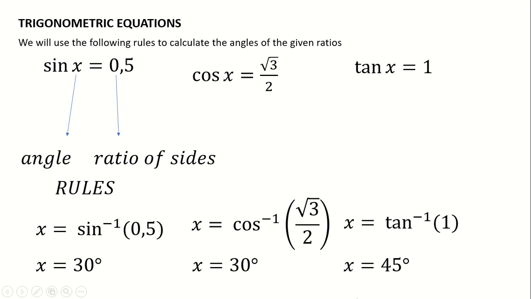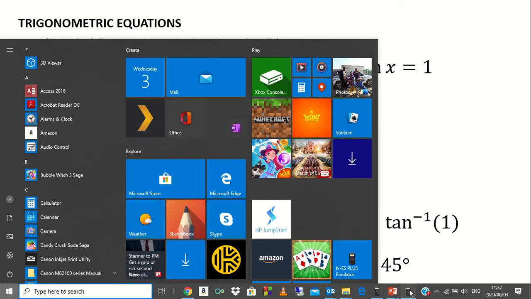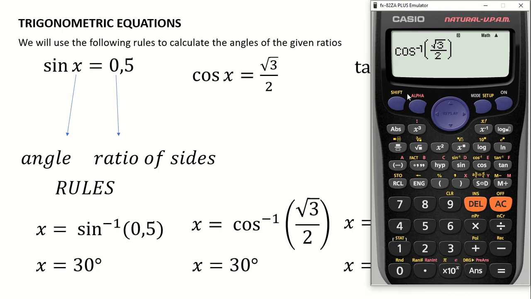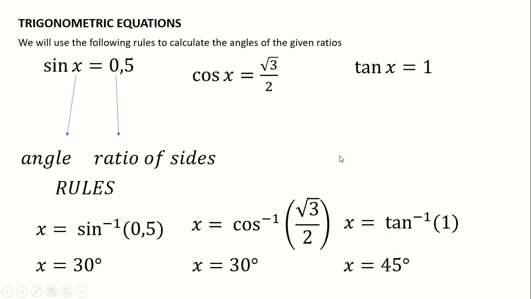I'm going to show you guys quickly how to get that. You're going to come here and press shift and tan, then 1, and close brackets, and that will give me 45, and that's how I got this 45.